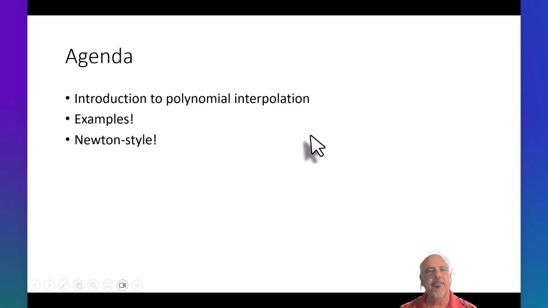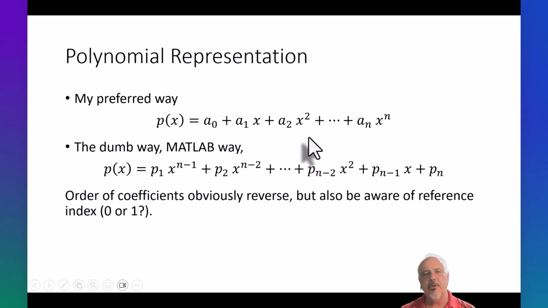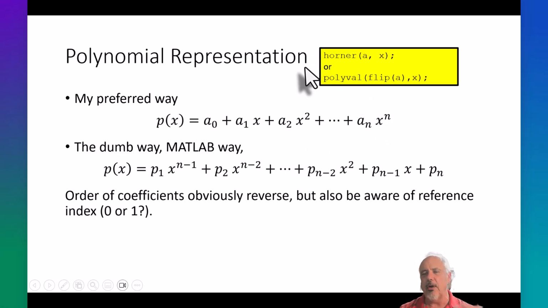So remember, for your polynomials, there's a couple of different ways to do it. I like to use n plus 1 coefficients that are given in ascending order for an nth degree polynomial. So that's how I do it. And I've shown you my Horner function. So the Horner function, I provide the coefficients in ascending order, and then the x that I want the polynomial to be evaluated. That's how I do it.